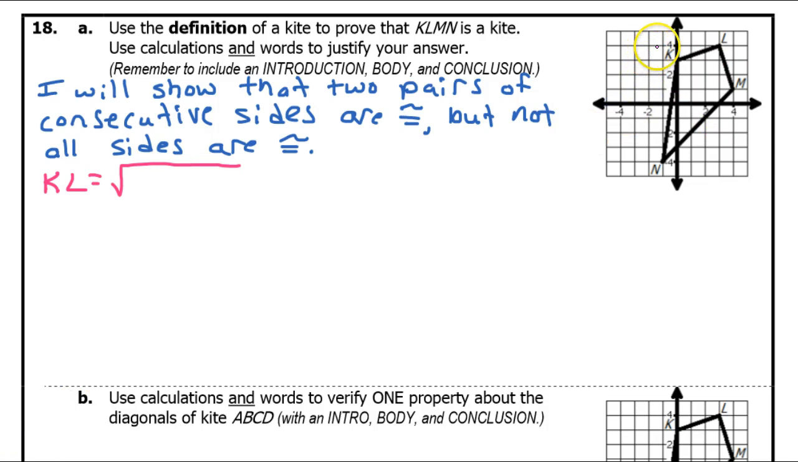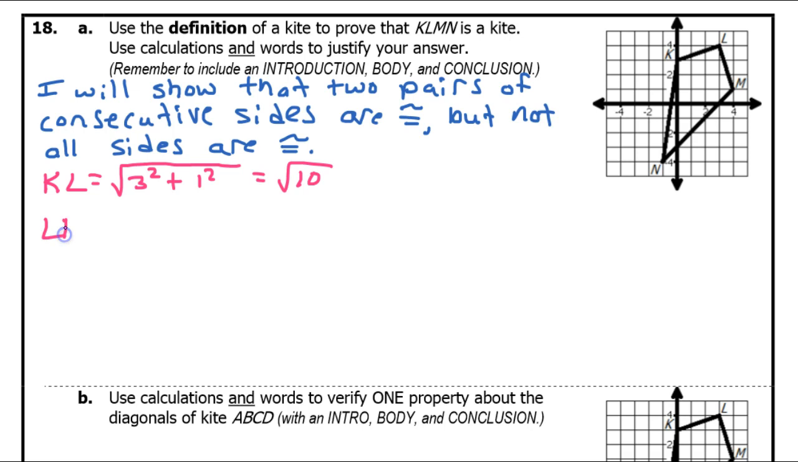Okay, so first KL. So let's do a little Pythagorean Theorem. I see 1 and 3. So this is going to be the square root of 3 squared plus 1 squared. Let's see, that's 9 plus 1, so that's 10. So that's going to be the square root of 10. So that's the length of KL. Okay, now let's do the length of LM.